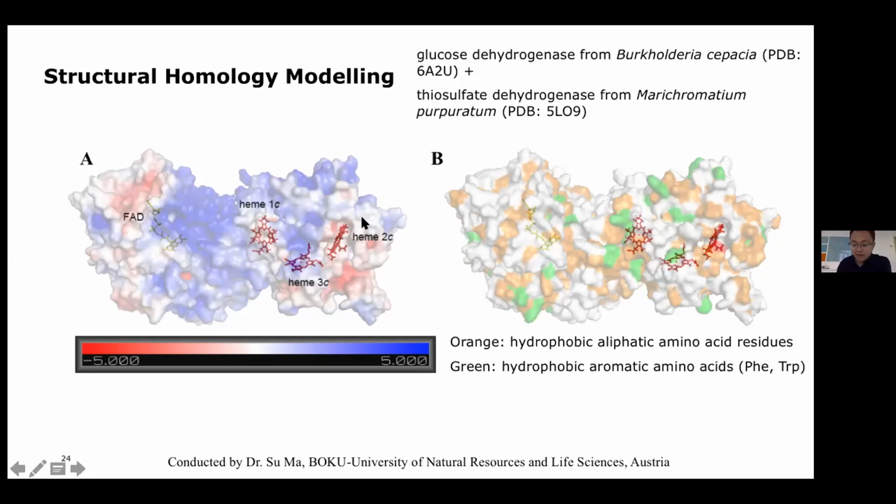This is because on the HEM2 here, its surrounding surface is a mixture, as we can say, of the blue color and the red color. It means close to HEM2, which communicates to the electrode with the electrons, the surface charge is quite complicated. So negative charge surface doesn't guarantee the HEM2 will get close to the surface.